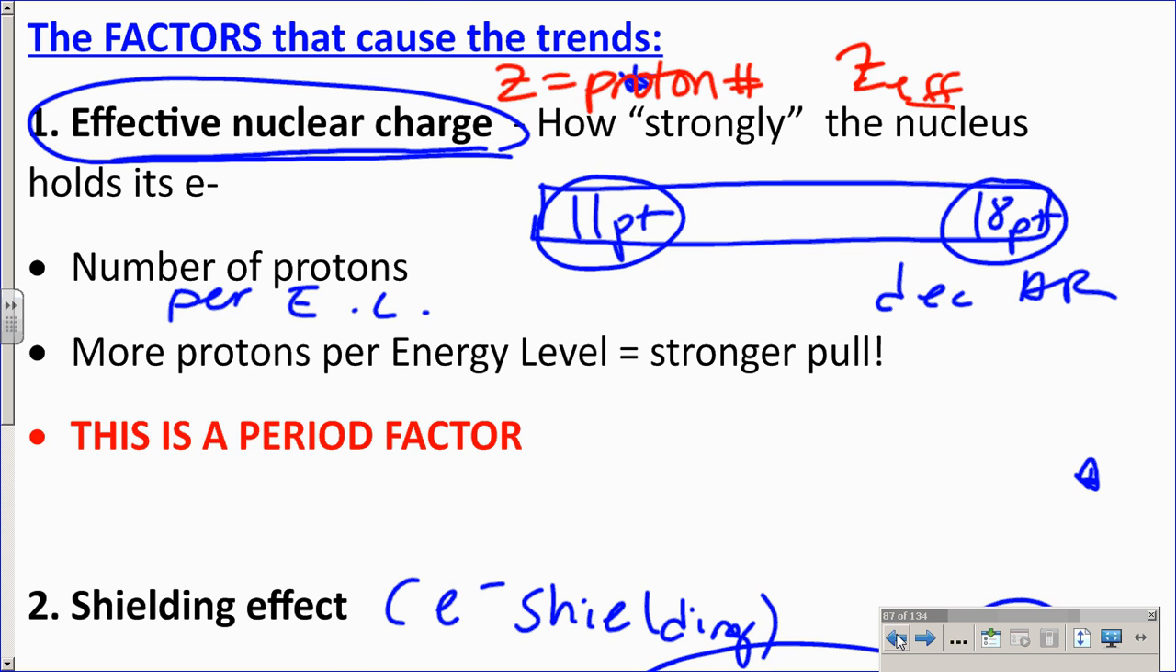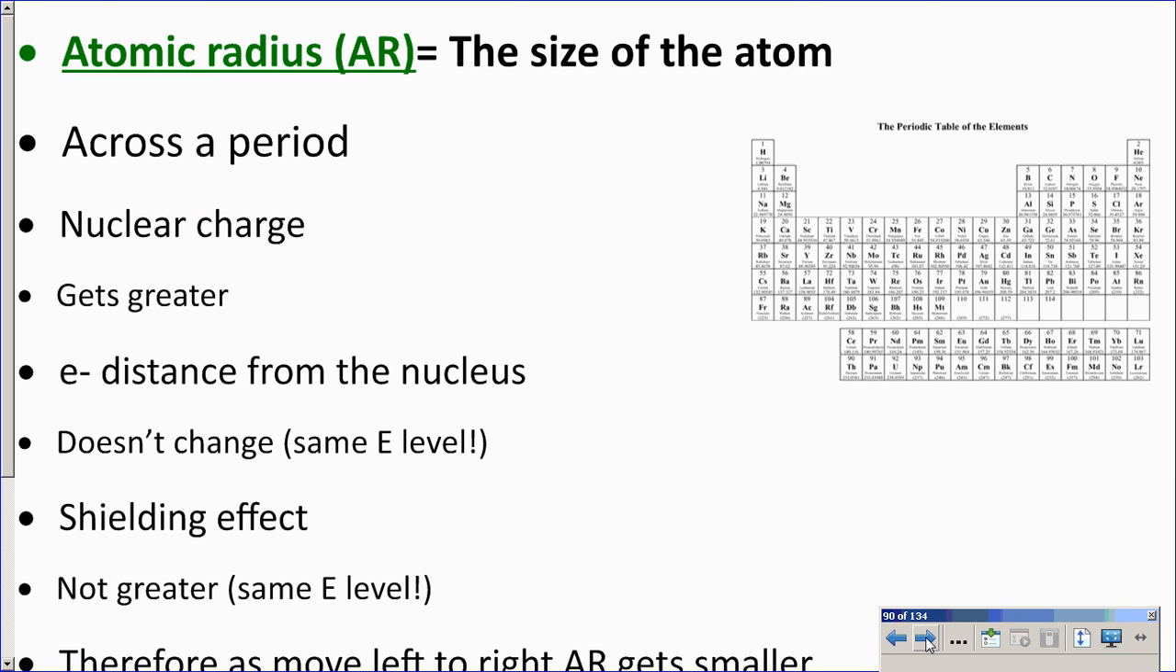Oops, wrong way. We just talked about this. Do not write this again, unless you need some time to look here. We're talking about the atomic radius, the size. Across the period, from left to right, the effective nuclear charge, does it increase or decrease? It increases from left to right. It definitely increases because of an increase in proton number. So the effective nuclear charge gets greater.